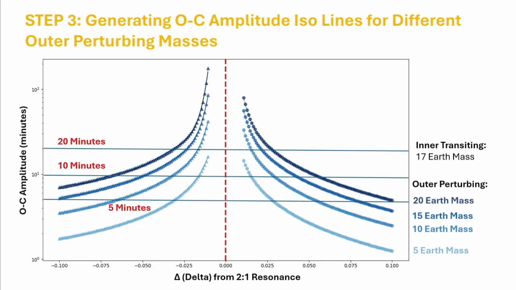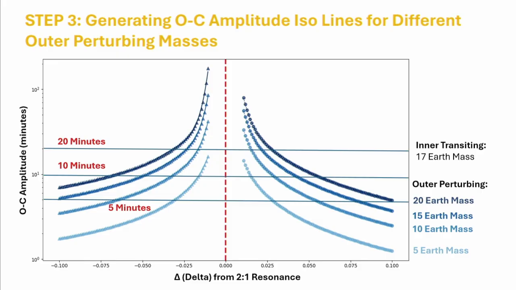So how exactly do I find the mass? Well, here I have a plot I've created of about thousands of simulations that I've run. On the x-axis, you can see the delta from the 2:1 resonance. In this case, I was assuming it was a 2:1. And on the y-axis, you can see the O-C amplitude. I've plotted this for several different mass values: 5 Earth masses, 10 Earth masses, 15 Earth masses, 20 Earth masses. And I kept the transiting planet at 17 Earth masses to replicate Kepler-18c.